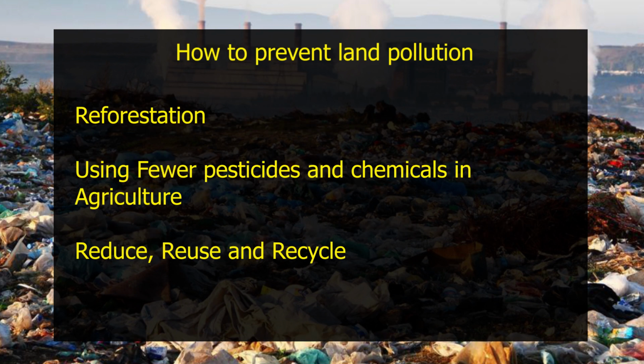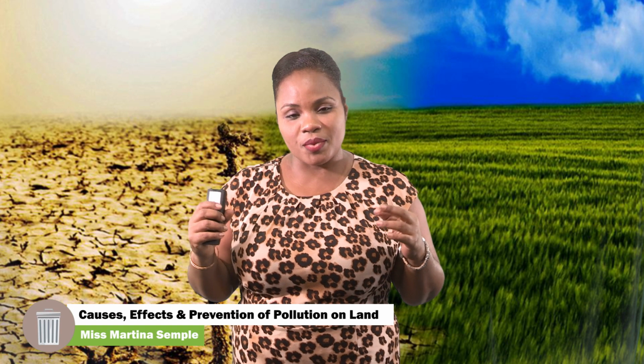We even talked about how to prevent land pollution, and some pointers are reforestation, using fewer pesticides and chemicals in agriculture, and reduce, reuse, and recycle. So let's be the change in our community and know the importance of what can be recycled and what can be reused to save our environment.